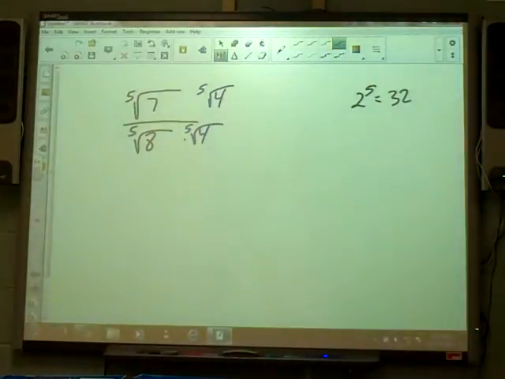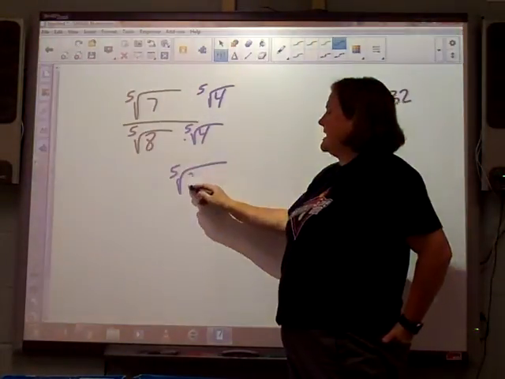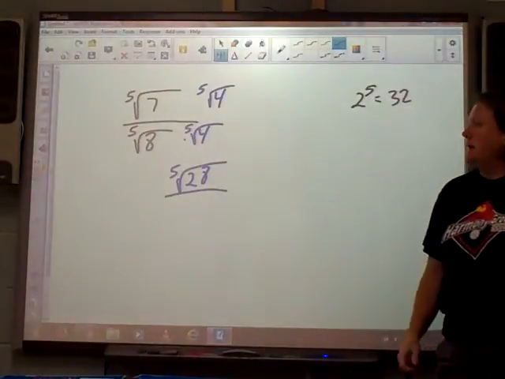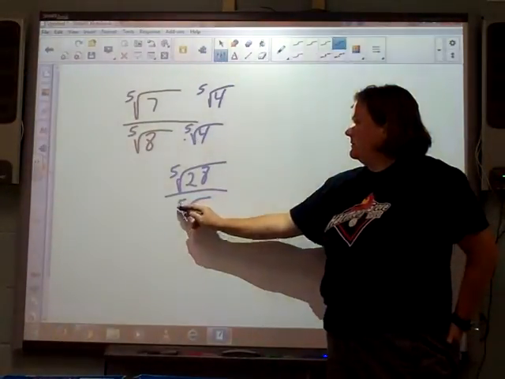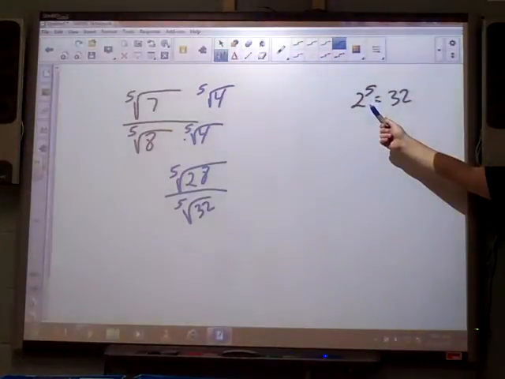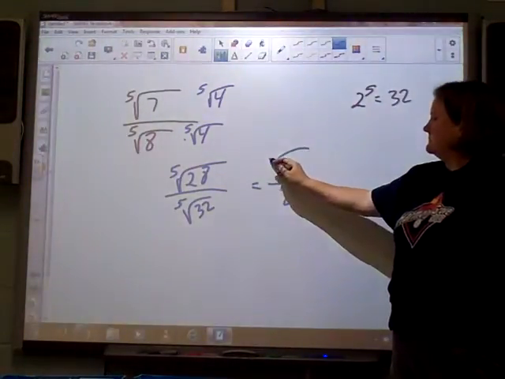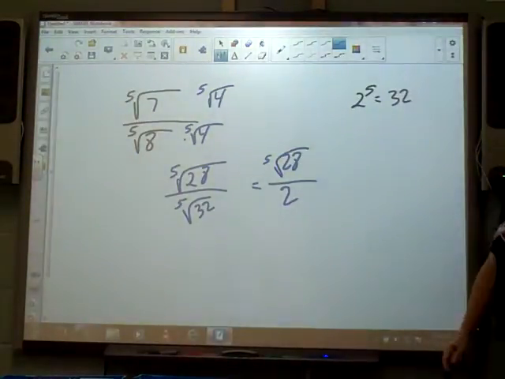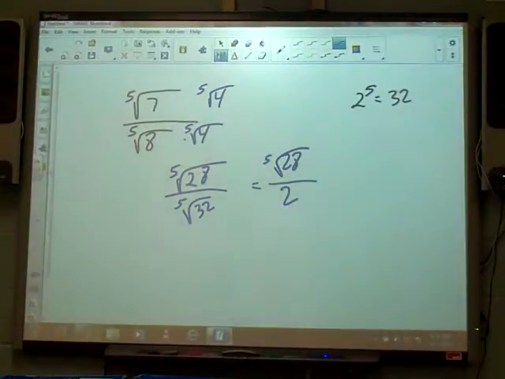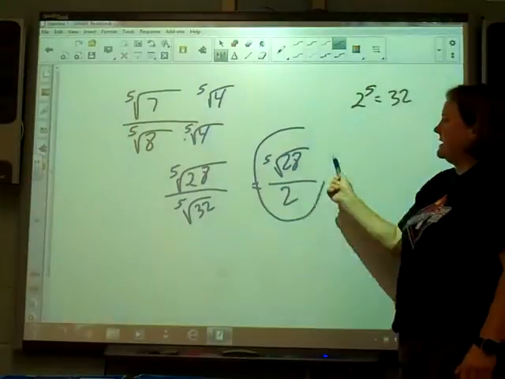Okay, so on the top, what's the 5th root of 7 times the 5th root of 4? That'd be the 5th root of 28. When your root's the same, you just multiply what's underneath. So here, it'd be the 5th root of 32. Now, we know what the 5th root of 32 is. That was the whole point in that. The 5th root of 32 is 2. Can I break that down any? No. We know the smallest perfect 5th is 32, and that won't go evenly into 28, so that'd be it.